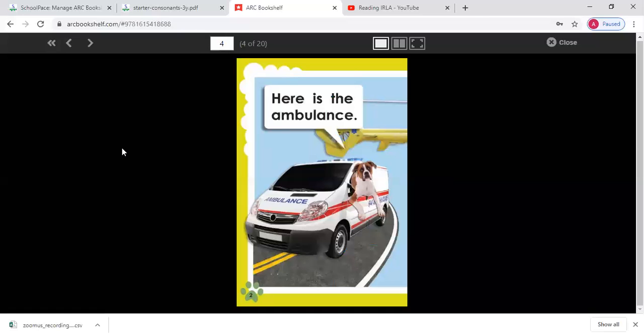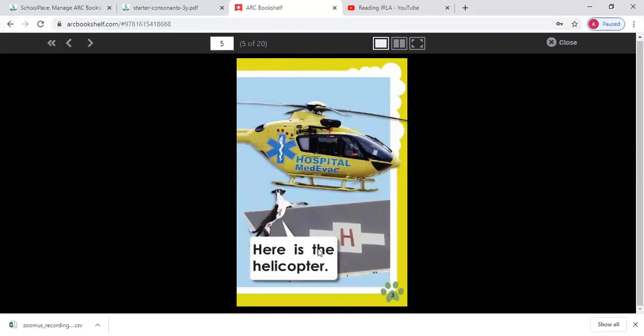Our first step is to figure out what the pattern will be in our story. So I'm going to read the first and the second page and try to figure out what that pattern will be so that I can identify where my new word will be. Here is the ambulance. Here is the helicopter.